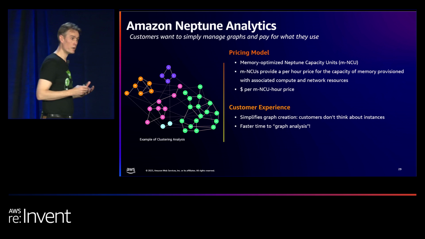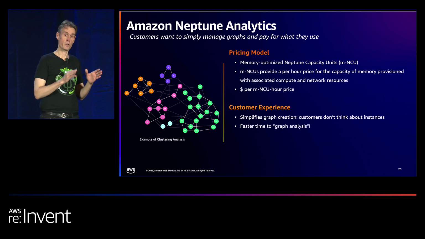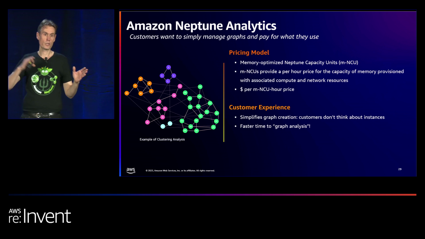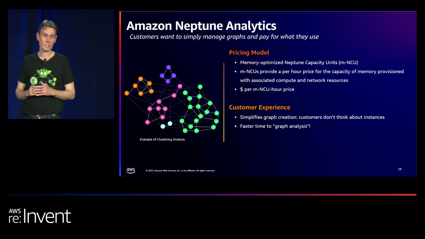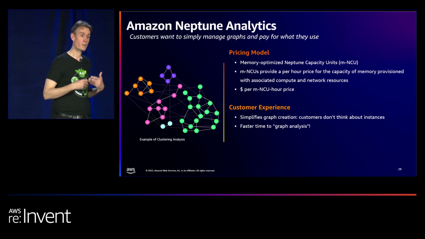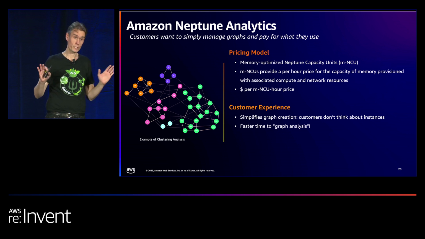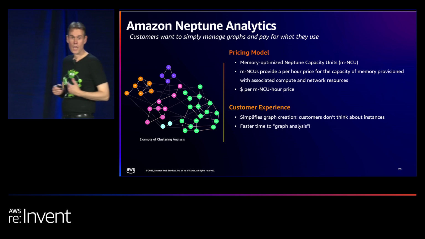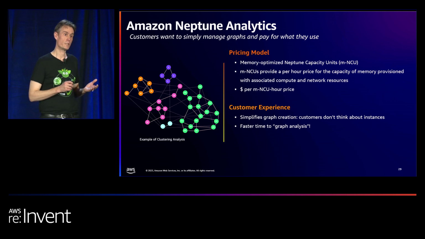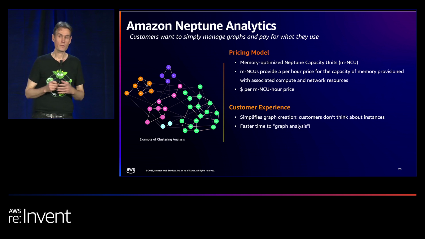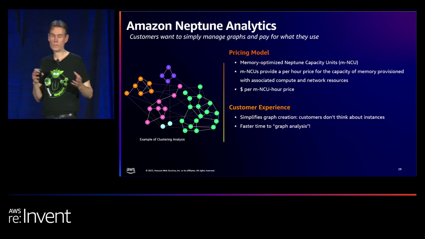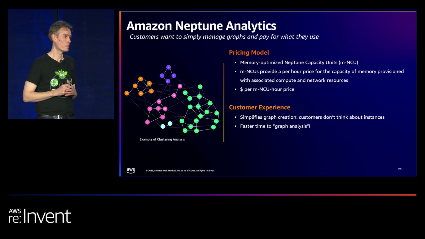And the MNCUs are bundled into provision chunks, starting with 128 MNCUs, going up to 4096 MNCUs, and we can scale as much as 24,000, although that's not publicly available. If you're interested in that, please let us know. And we also created the simpler customer experience I talked about. Using the same graph endpoint, rather than having to manage databases and create them, you're able to analyze your graphs much, much faster. So at this point, I'm going to turn it over to Umit, and he's going to give you a peek inside how we built this.